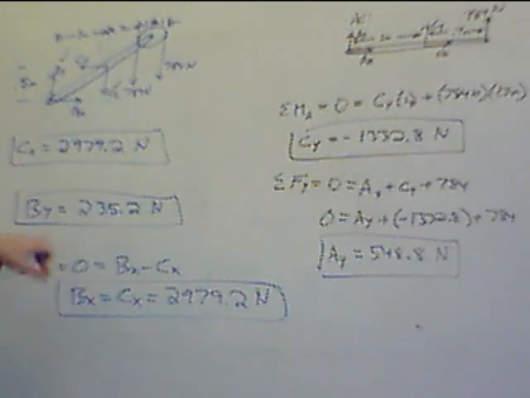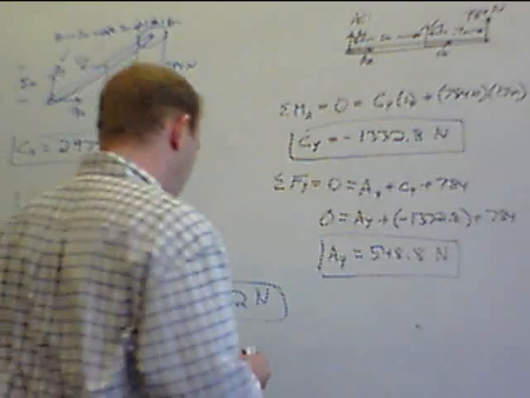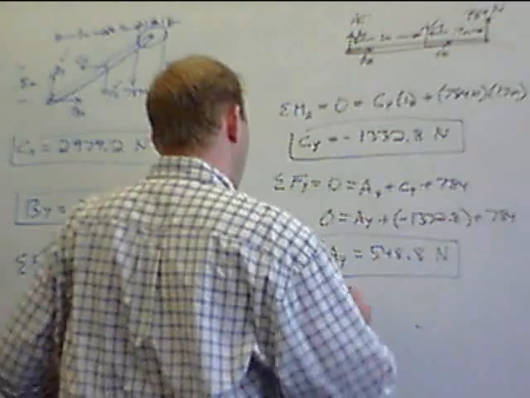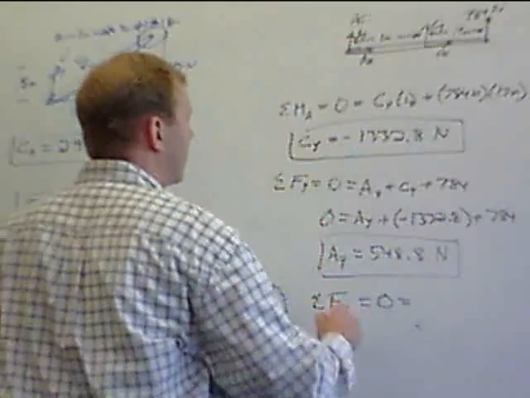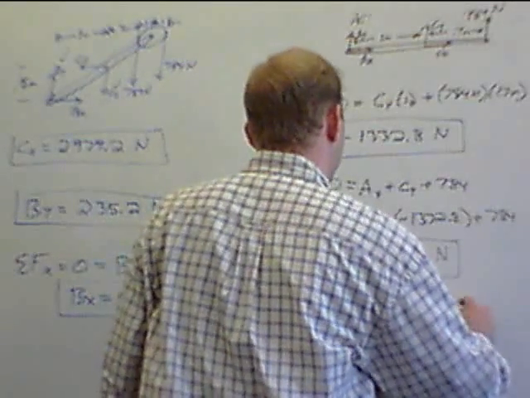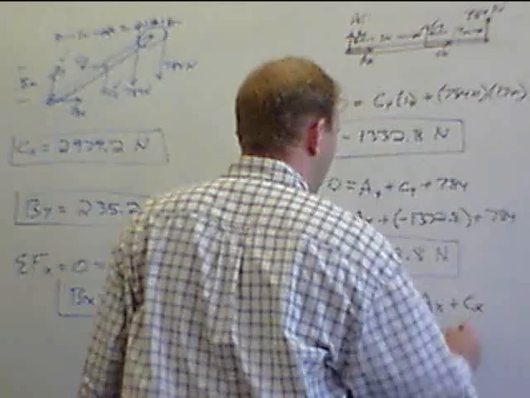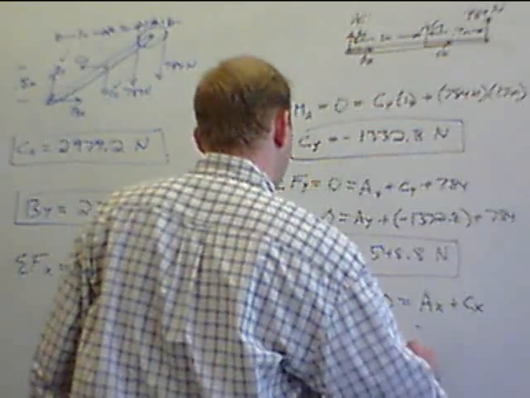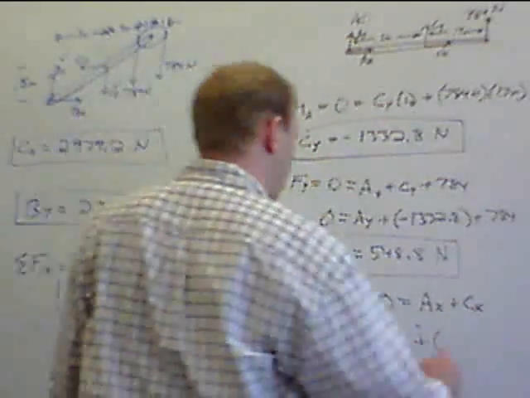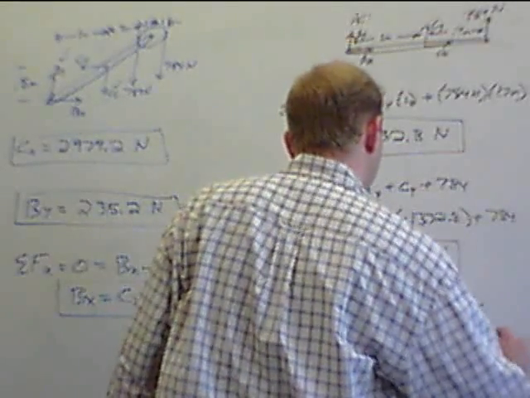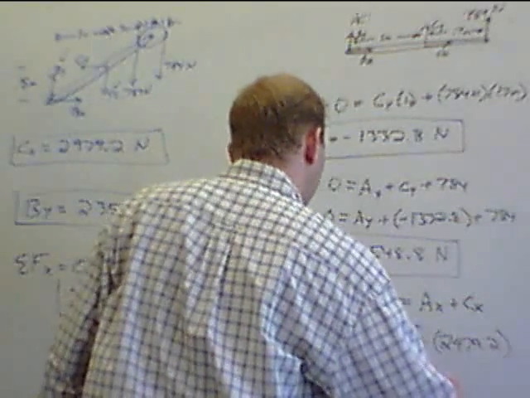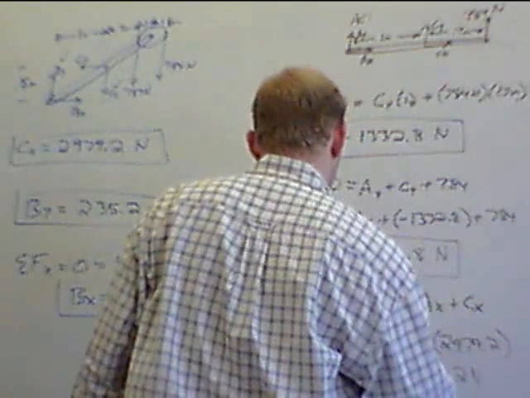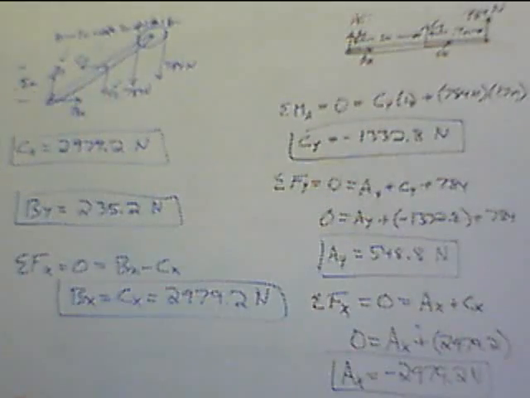So we now know both components at B, both components at C, and we just need the other one at A here. Summation of forces in the x direction equals 0. In this case we have AX plus CX, the way I've drawn it. So we have 0 equals AX plus CX is 2979.2. This gives us that AX, as we've drawn it, is a negative 2979.2.